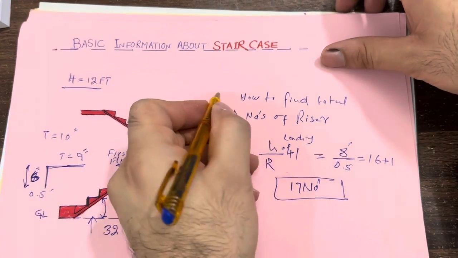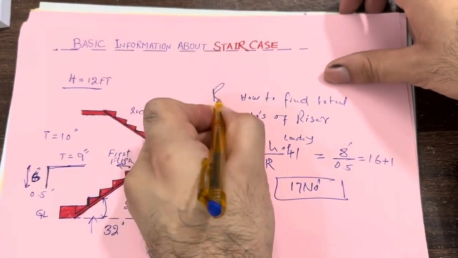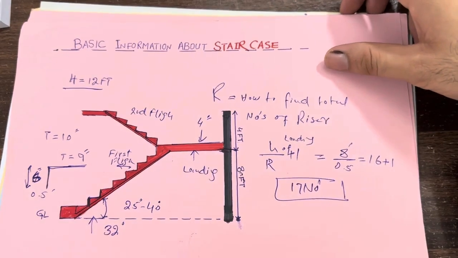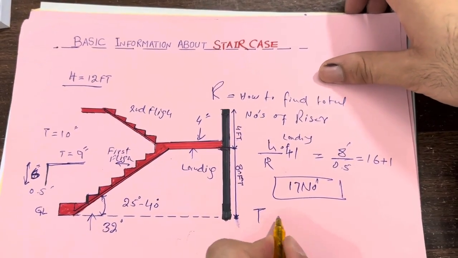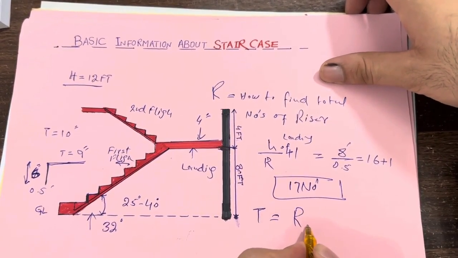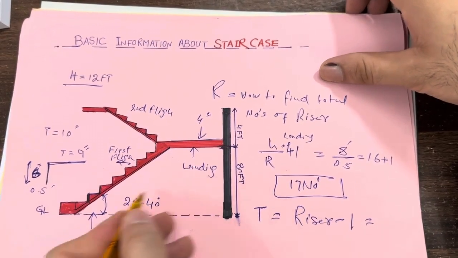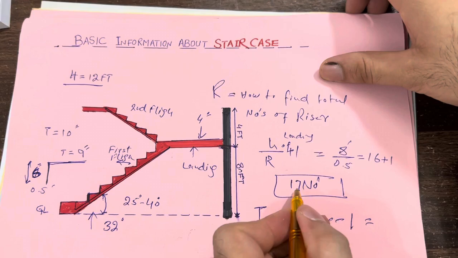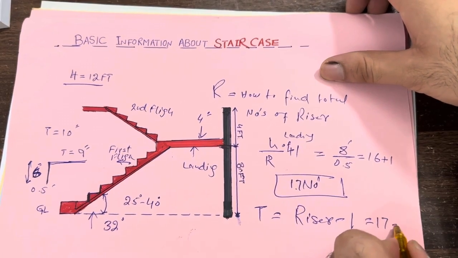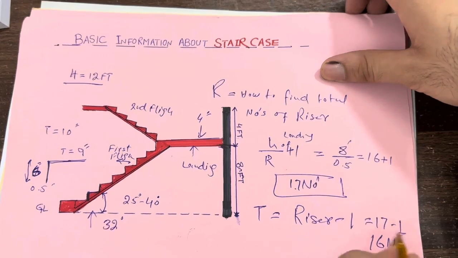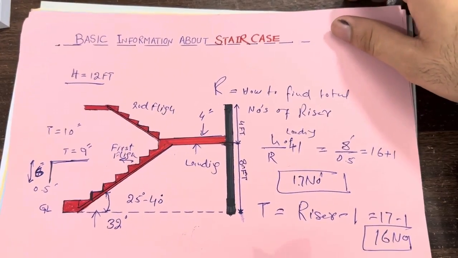So how do you find the total number of risers, and how do you find the treads? The number of risers minus 1 gives you the treads. The risers are 17 numbers, so 17 minus 1, we require 16 treads.